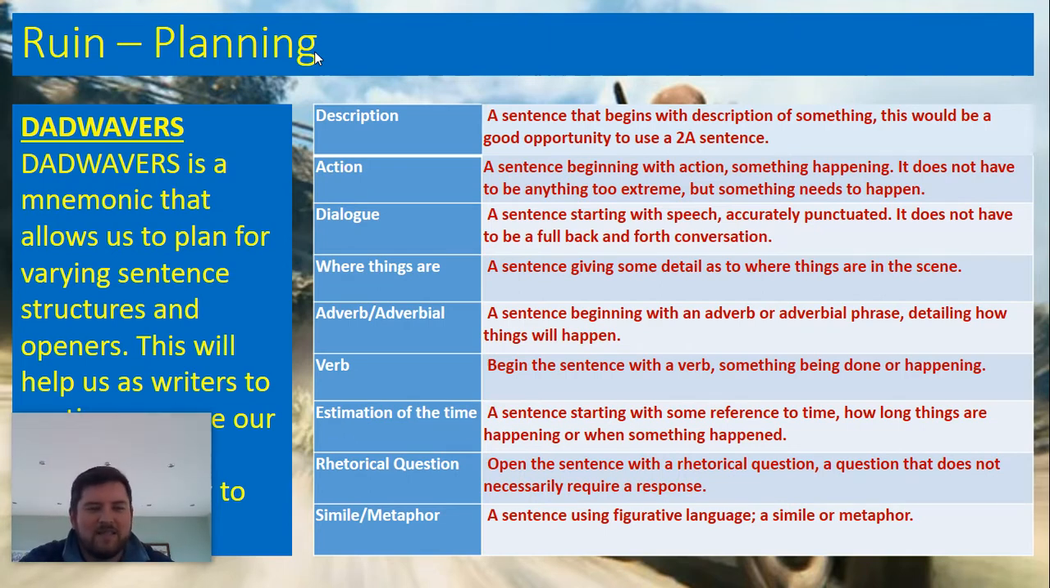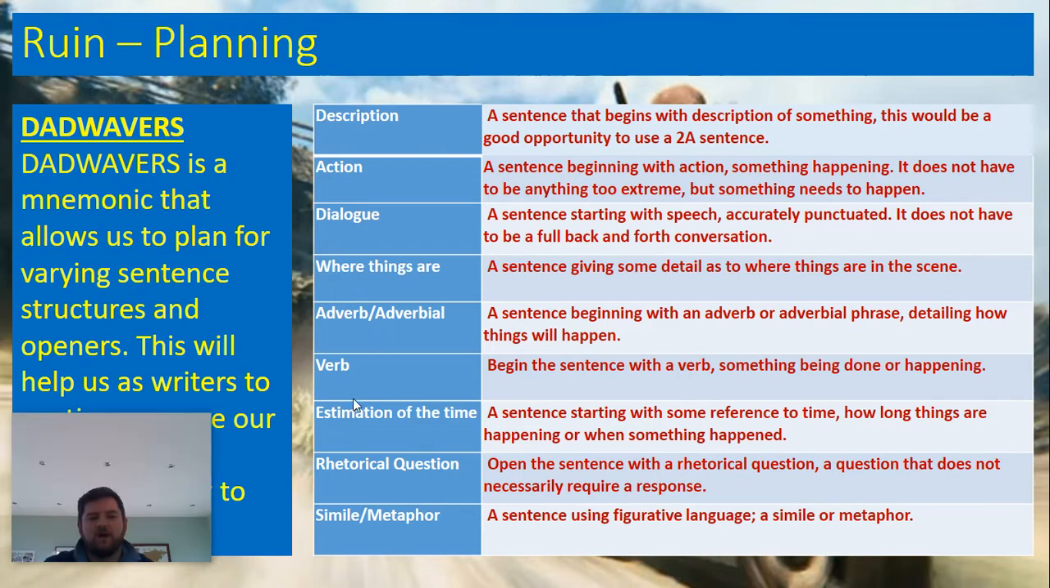So each box has a little title next to it. The first box says description, a sentence that begins with a description of something. This would be a great opportunity to use a two-word sentence. Action, a sentence beginning with action, something happening. It doesn't have to be anything too extreme or overly exciting, but it needs something happening. Dialogue, a sentence starting with speech, somebody saying something, using appropriate punctuation. It doesn't have to be a full back and forth conversation. Where things are, a sentence giving detail as to where things are in the scene.